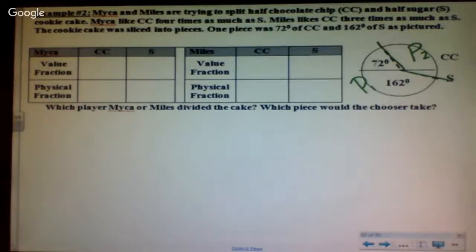So let's find value fractions according to Micah. What are my value fractions according to Micah? 4 and 1, so they're out of 5. Okay. What about Miles' value fractions? 3 and 1, which makes it out of 4. Fantastic. Everybody good with where we got those?